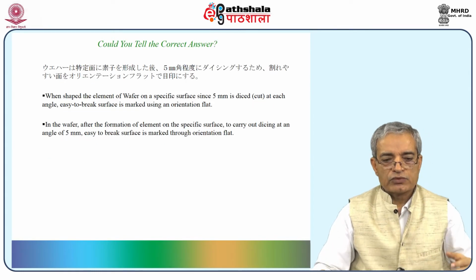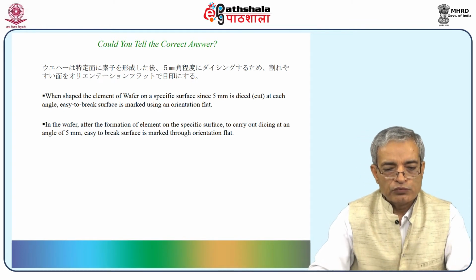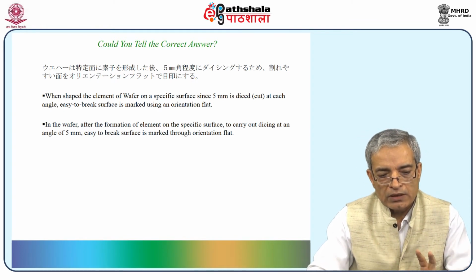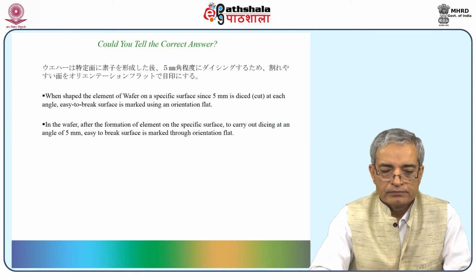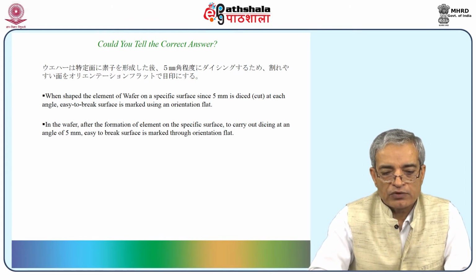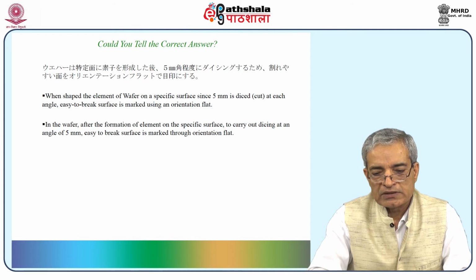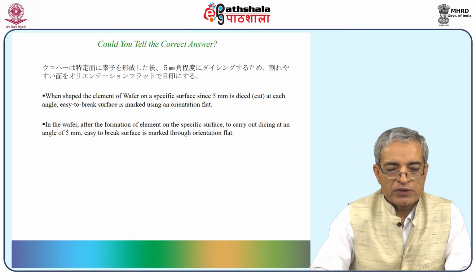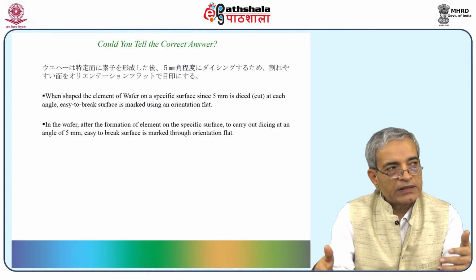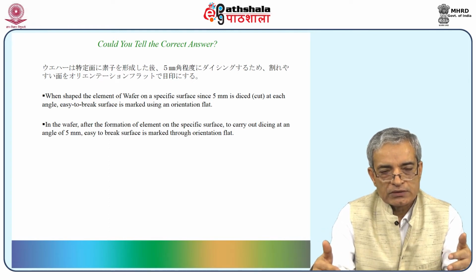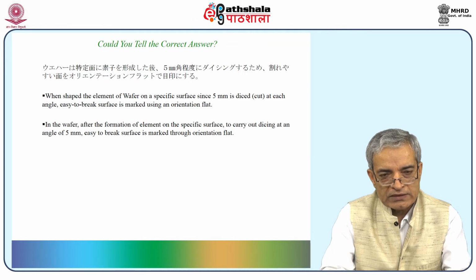And I would like to know, okay, Anu, can you find out which translation is better, or are the two good or are two not good? So according to me, I would choose first one. First one says, when shaped the element of wafer on a specific surface, since 5 mm is diced at each angle, easy to break surface is marked using an orientation flat. The second is, in the wafer, if you see it carefully, I think a lot needs to be done in both the translations.